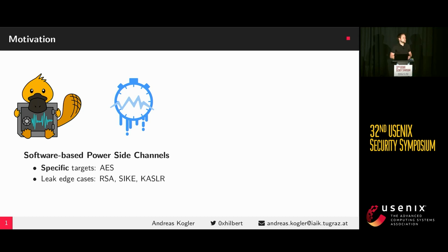Also, SIKE had this interesting problem with a certain edge case in the implementation, and this was even exploitable in the Hertzbleed paper over a remote timing side channel, basically. Also, all these attacks work with KASLR, where you have edge cases between mapped and unmapped memory. And those works are basically limited to a side channel. They are side channel attacks. These can be applied to some targets, but they exploit these edge cases.